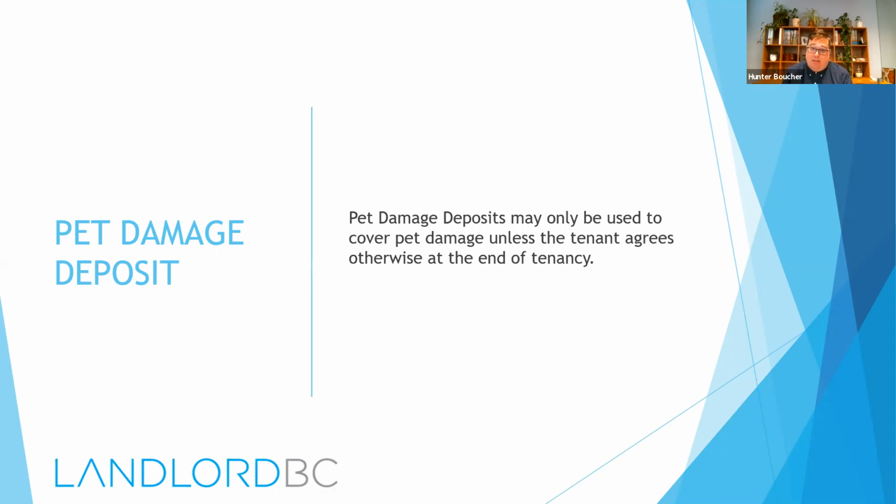The pet deposit generally can only be used to cover pet damage unless at the end of the tenancy they agree otherwise. So another way of looking at that is that if the tenant doesn't agree to you keeping the pet damage deposit to cover something other than pet damage at the end of the tenancy, you cannot apply through the residential tenancy branch, through the dispute resolution process, to retain that deposit. So again, that's something that's very important to be aware of, is that it cannot be used. An arbitrator cannot award the pet damage deposit for something like, say, unpaid rent.